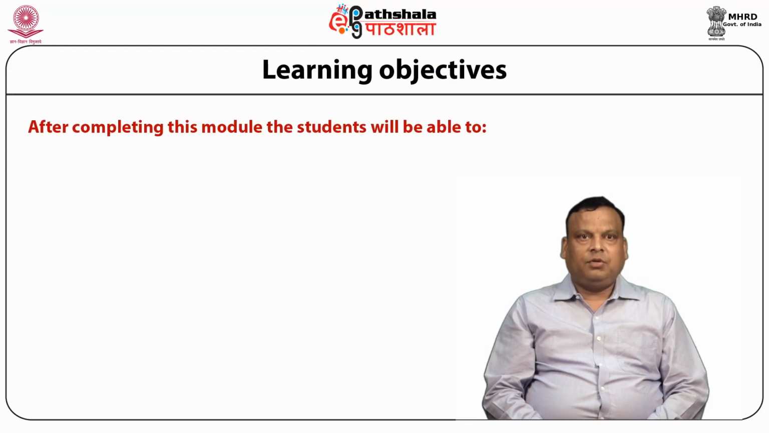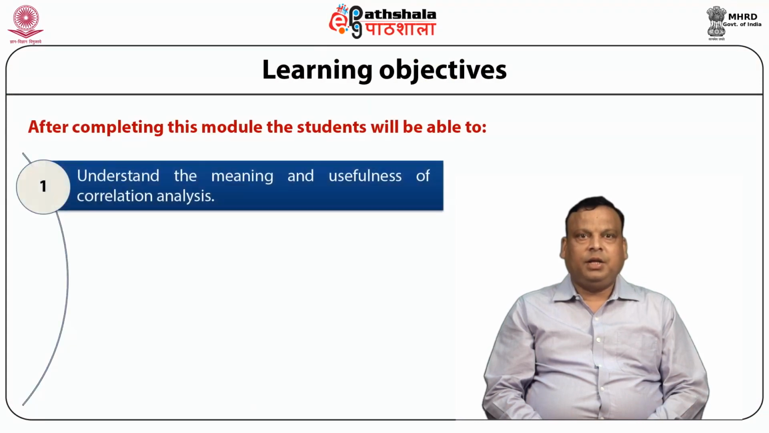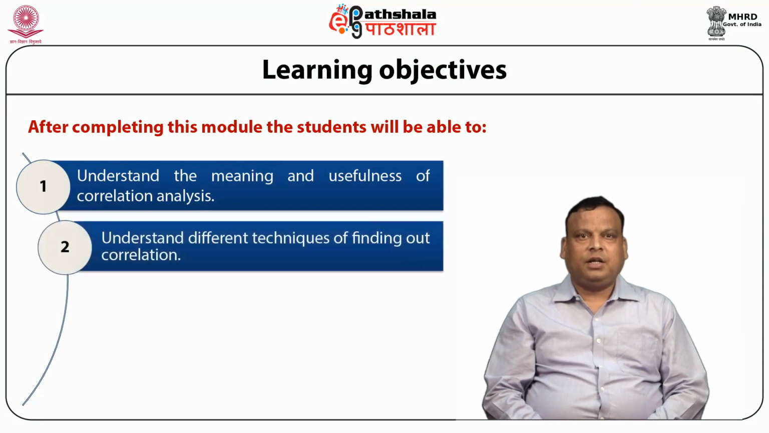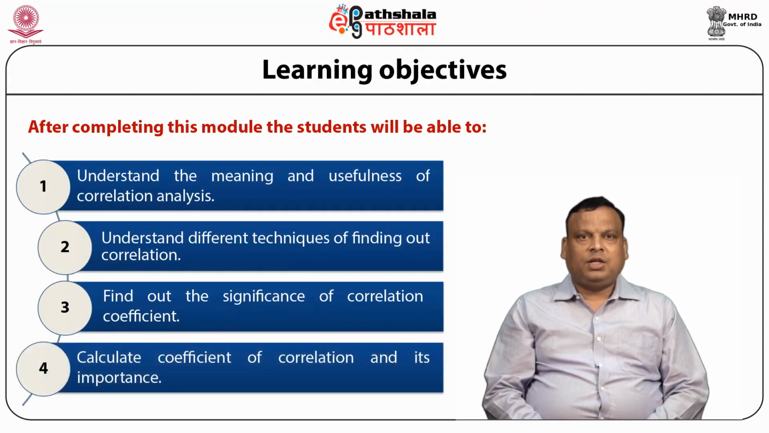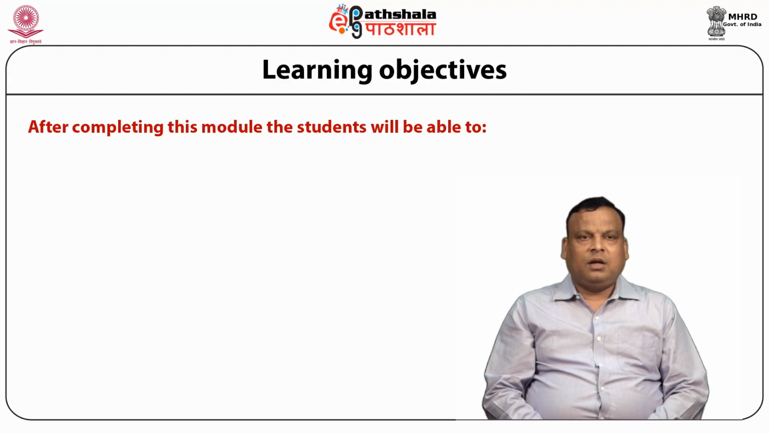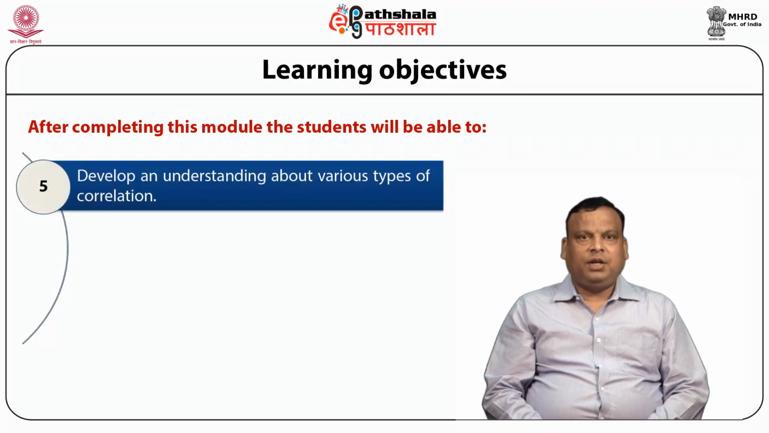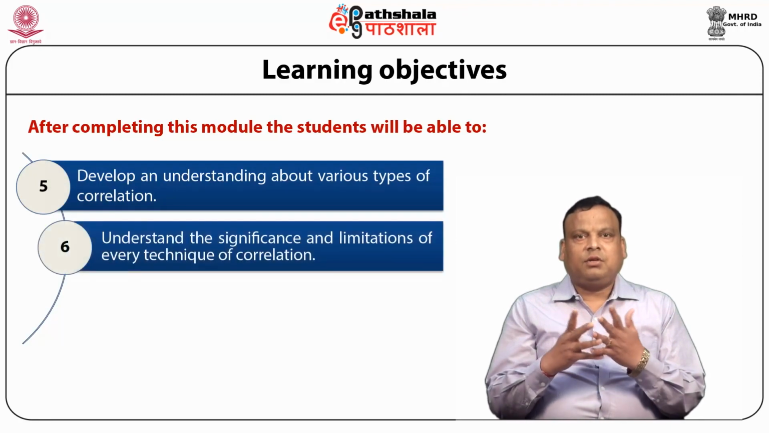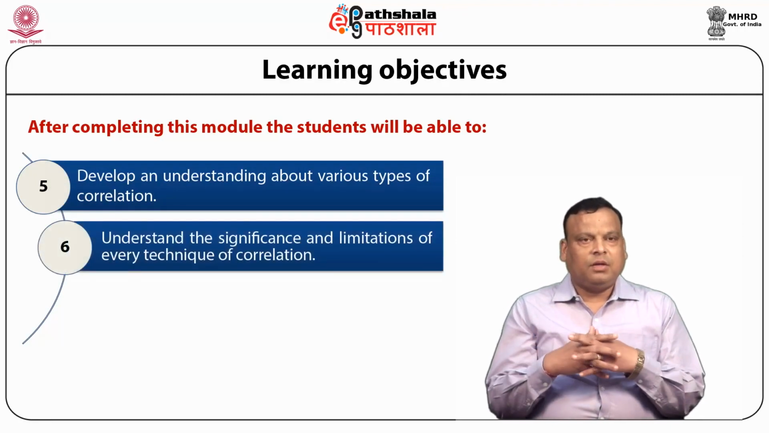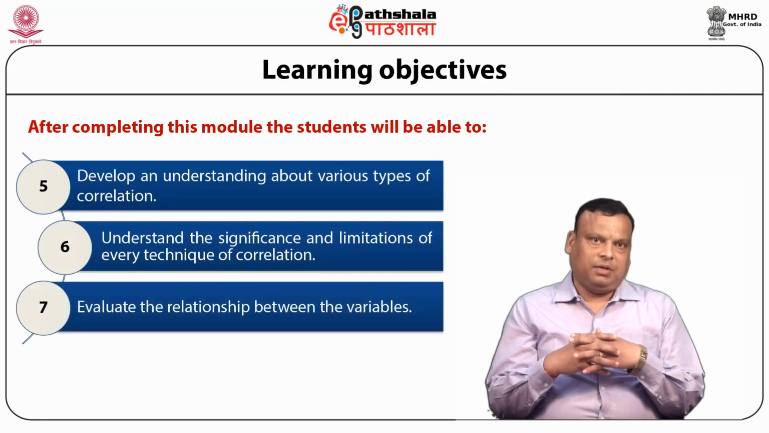After completing this module, you would be able to understand the meaning and usefulness of correlation analysis, understand different techniques of finding out the correlation, finding out the significance of the correlation coefficient, how to calculate coefficient of correlation and its importance, and how to develop an understanding about various types of the correlation and to understand the significance and limitation of every technique of the correlation. And you would also be able to evaluate the relationship between the variables.